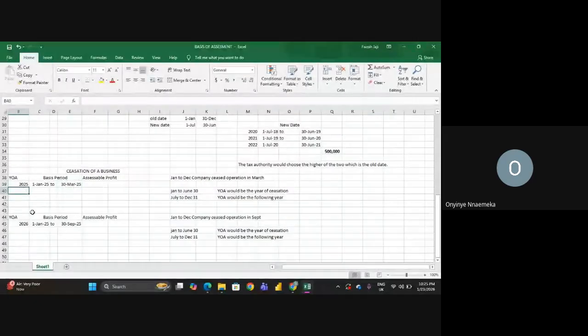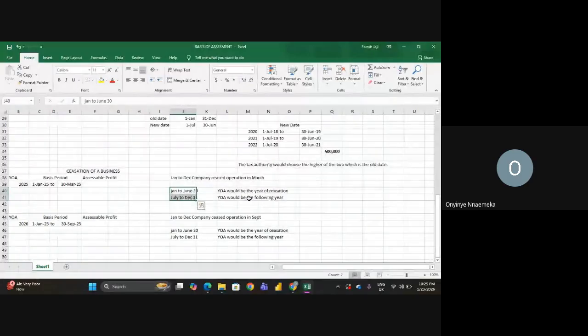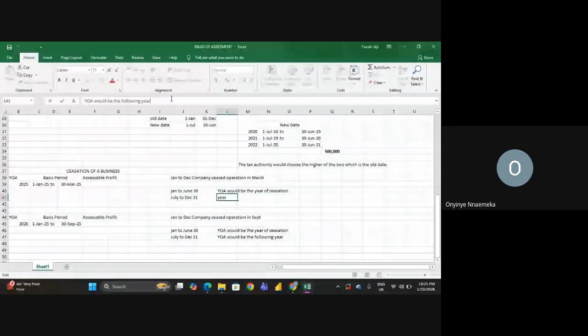But if the time for paying the tax will lapse in the following year, then the following year will be the year of assessment. So now we have to follow this rule. January to June, the same year of cessation. July to December, the following year of cessation. The year following will be the following year, so we will not be confused. Okay.